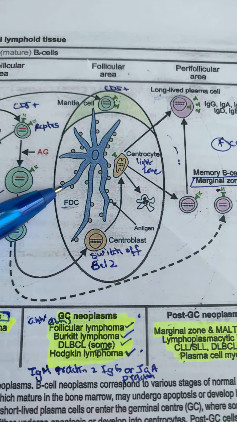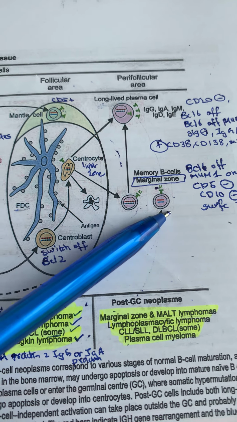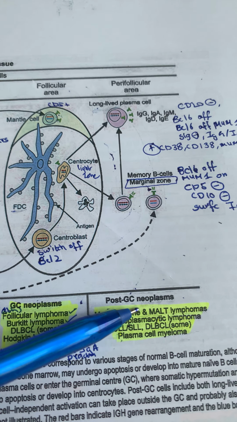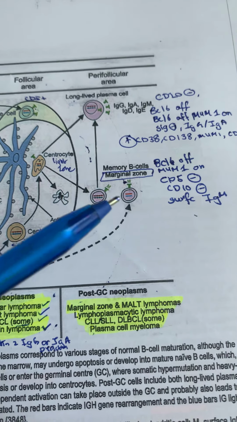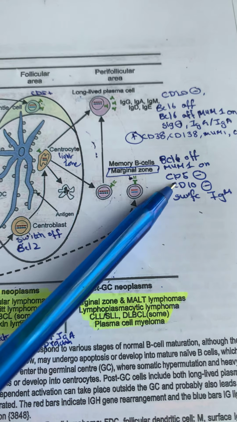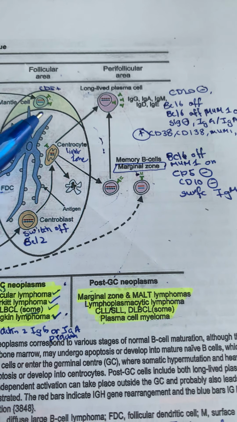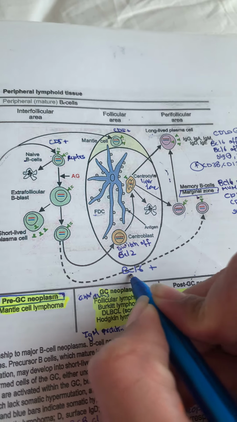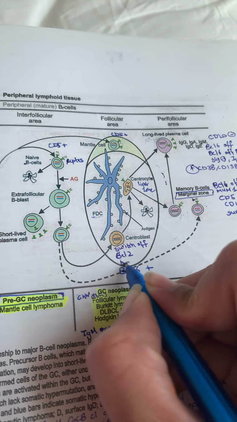Then we have the memory B cell, right? This is occupying the marginal zone, from which we get the marginal zone lymphomas and MALT, which are the extranodal marginal zone lymphomas. Now this cell will be CD5 negative. You remember the mantle cell was positive. It will be CD10 negative. I told you that CD10 is... wait, let me write it here. The germinal center cells are BCL6 positive, they are CD10 positive, right? And they are BCL2 negative.